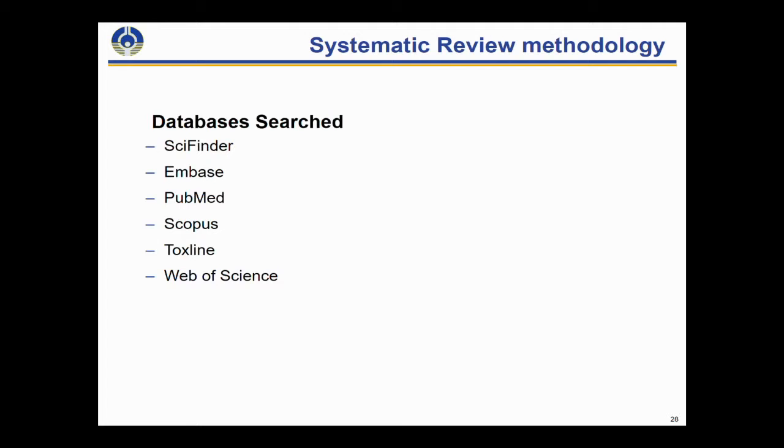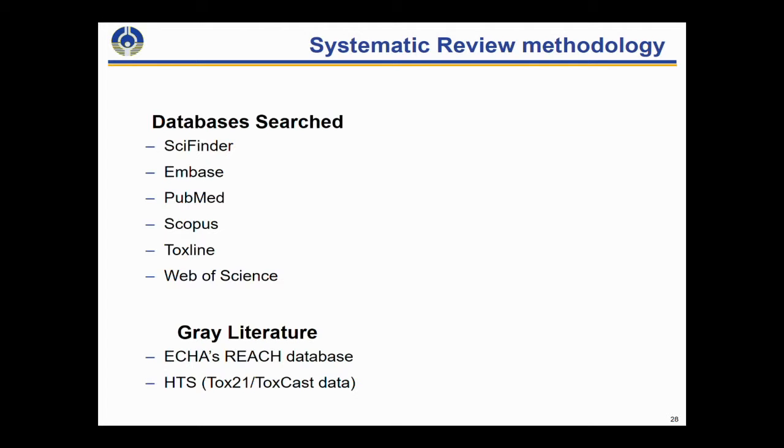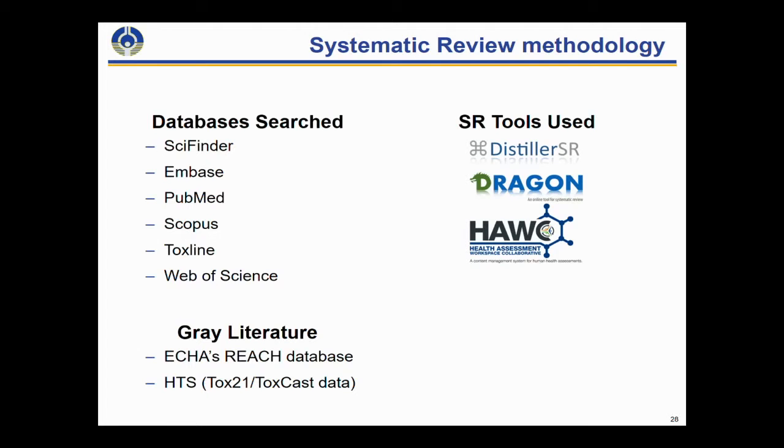So it's fascinating information. It's going to help, I think, in many respects in developing new processes for looking at alternatives. And of course this includes gray literature, the ECHO REACH database, and ToxCast and Tox21 high throughput screening. And there are a number of systematic review tools that have been developed recently, and here are just a couple, some of which are commercial and some of which are free.